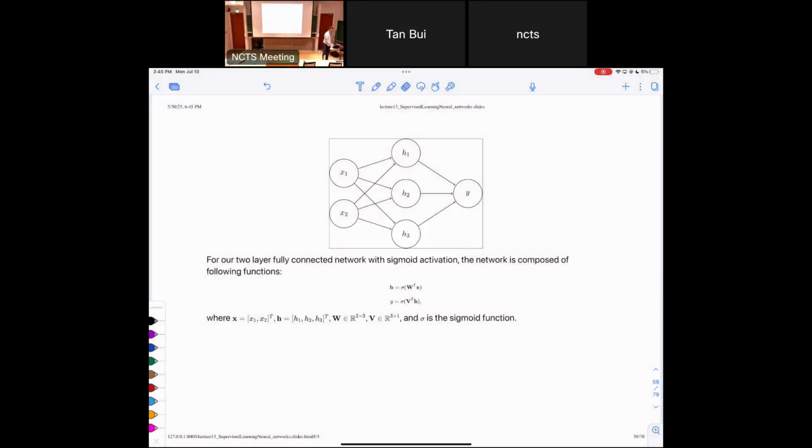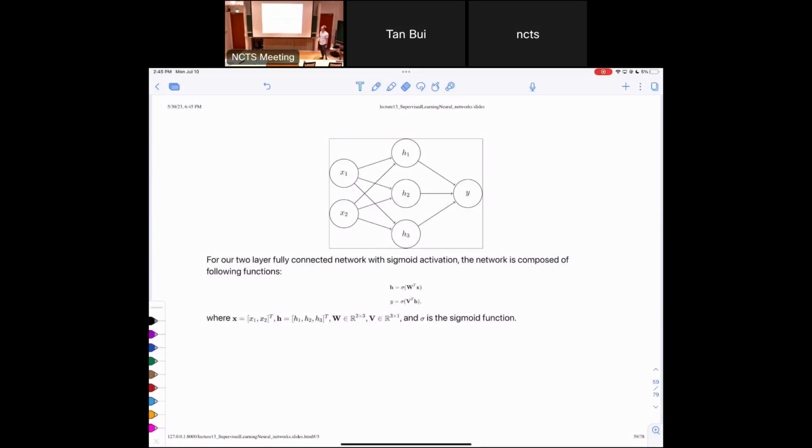Because we do maximum, I shouldn't do the maximum thing here. So this is the output of this layer. H is a vector output of this layer. So the weight times X is here, and then this output becomes the input for this layer.